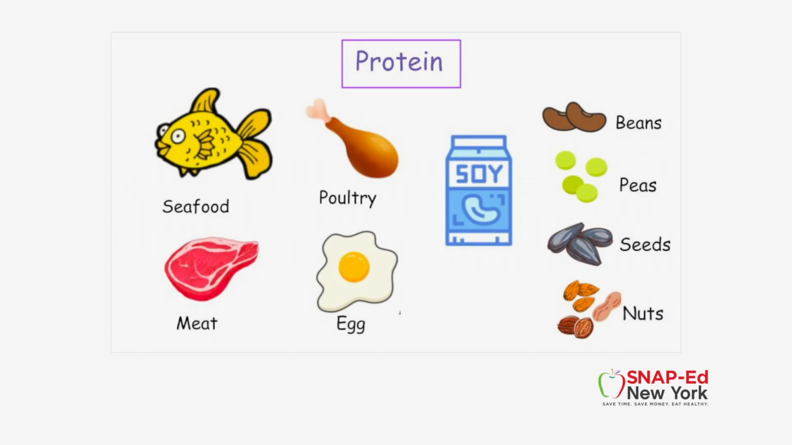Okay, let's talk about protein. Did you know that protein is used by the body to build muscle, skin, bone, and more? Protein's also used for energy. Foods such as seafood, poultry, meat, eggs, wait, there's more, beans, peas, seeds, and nuts, and processed soy products are all considered part of the protein food group. It's fun to vary your protein routine with all of these protein-packed foods.